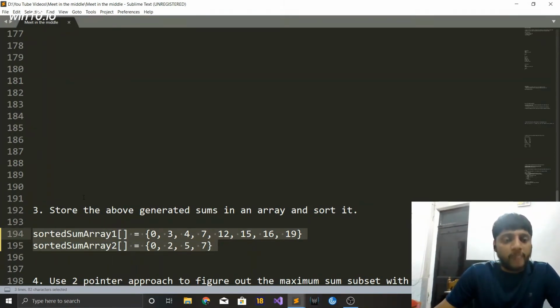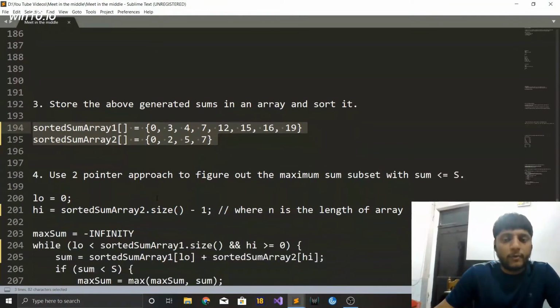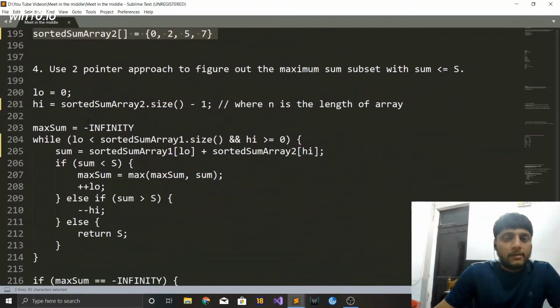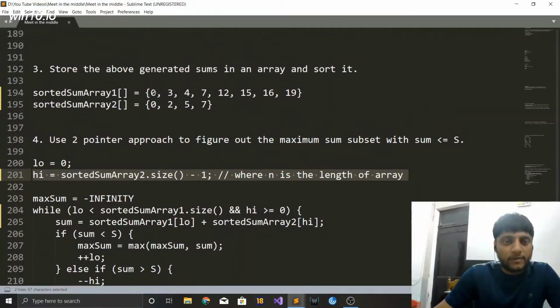You can either use binary search or you can use two-pointer approach as well. So here I've used two-pointer approach, so I'm going to explain how. I've taken low as 0 and high I've taken as basically pointing to the last element of sorted sum array 2. So low is basically pointing to the first element of array 1 and high is pointing to the last element of sorted sum array 2.